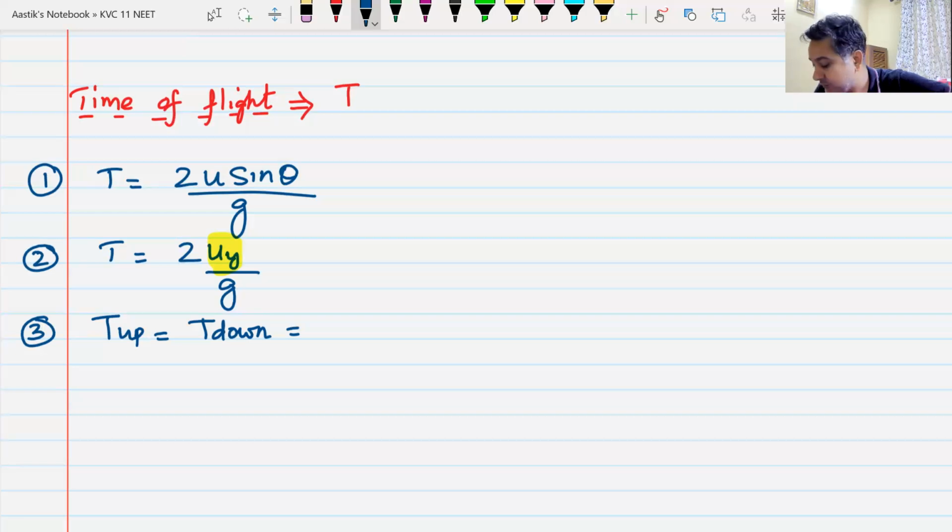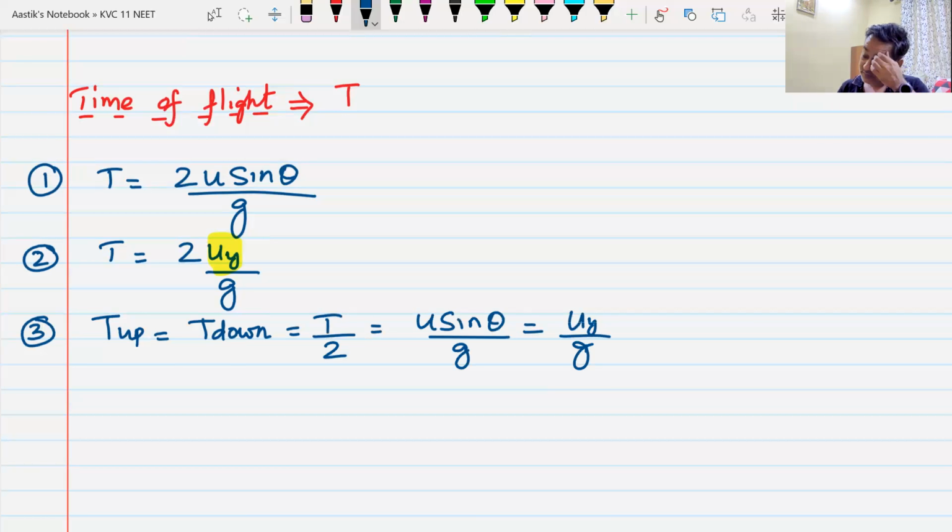T by 2, sir. Well done, chalo. We have hope somewhere. Yes, that is T by 2. It's the same, it's equal. It's T by 2. And now the formula for that will become u sine theta by g, or you can write it as uy by g. Do we understand this? Yes or no?